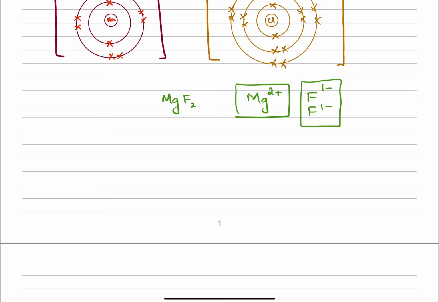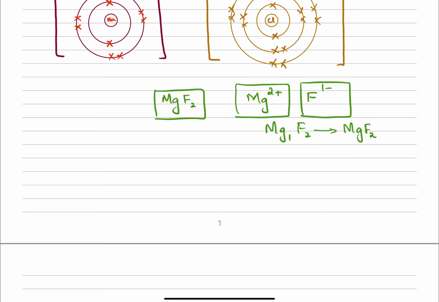So basically, I can simply find out the formula of magnesium fluoride by cross multiplying their charges. So magnesium is 2 plus, fluoride is 1 minus. When I cross multiply their charges, Mg gets a 1 and fluorine gets a 2. So the formula becomes MgF2.